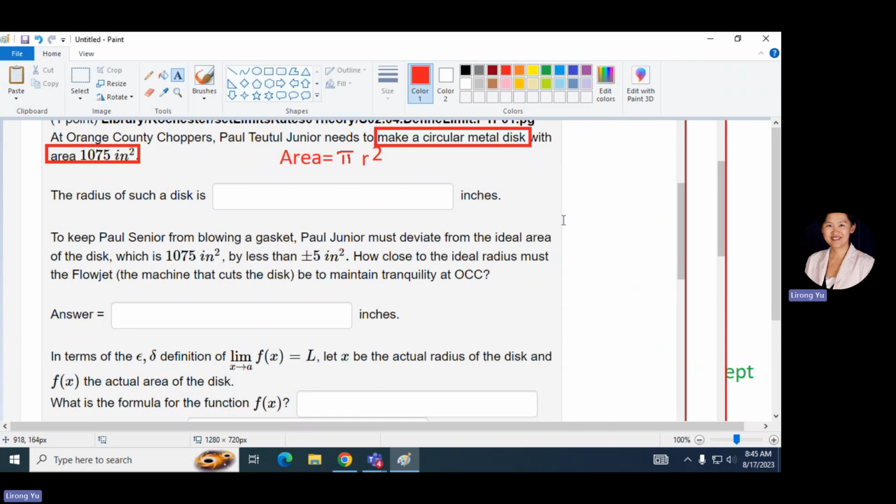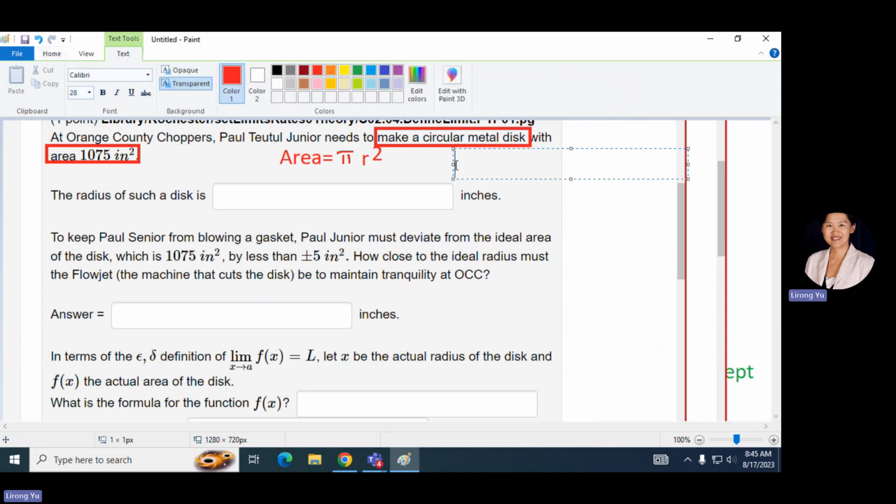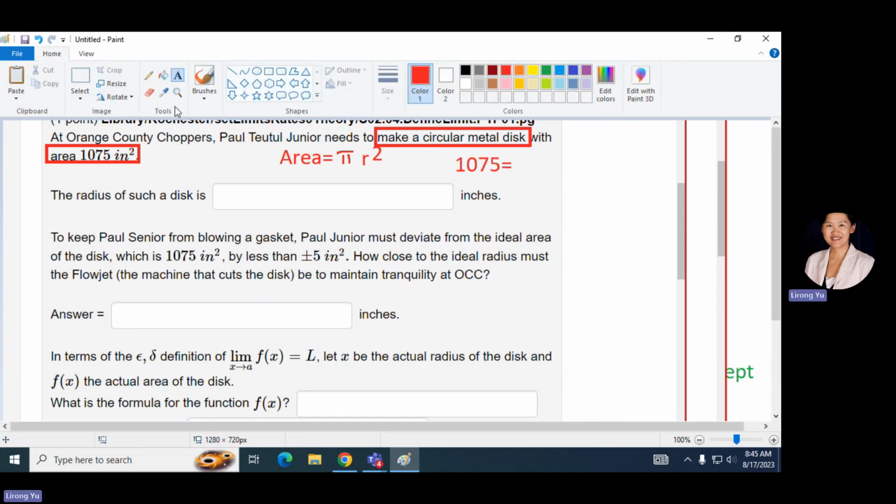That is, if the area is required to be 1075, then we will have 1075 equal to pi times radius squared. So to answer the first question, what is the necessary knowledge? It is to know, if you got the area, how to calculate the radius. So we are solving for R from this equation.